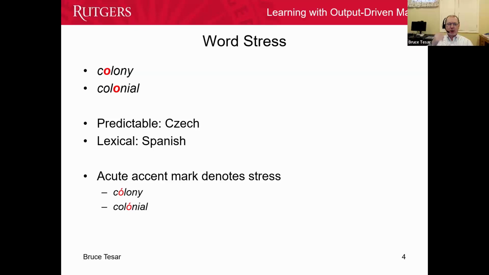So for the purposes of today, I'm going to just take stress as being something that's realized and identifiable. And the notation that I'll typically use, which is common, certainly not universal, but common in the field, is to use an acute accent mark to indicate where stress is. So in the word colony, we have the vowel that's stressed with the acute accent on it, and then in colonial, we see stress on the second vowel in the word.